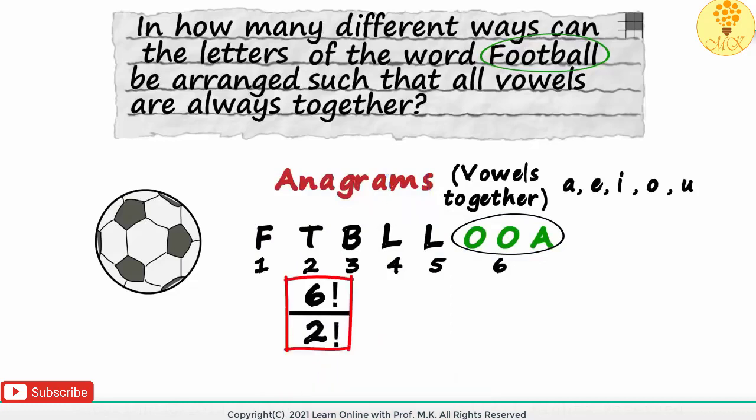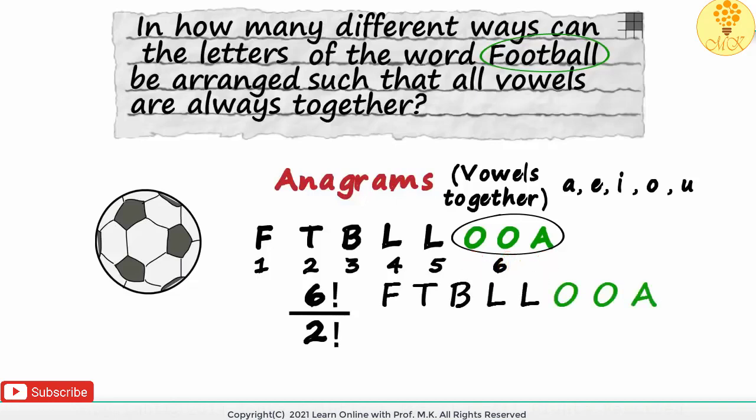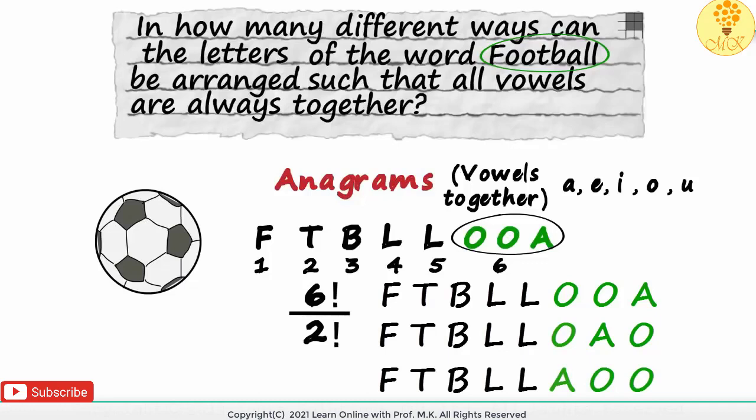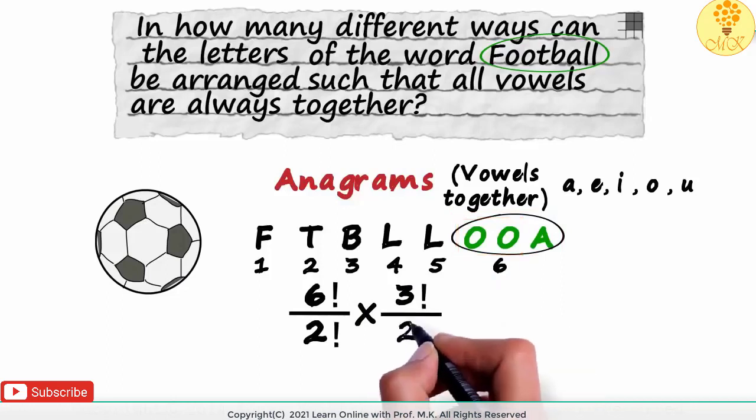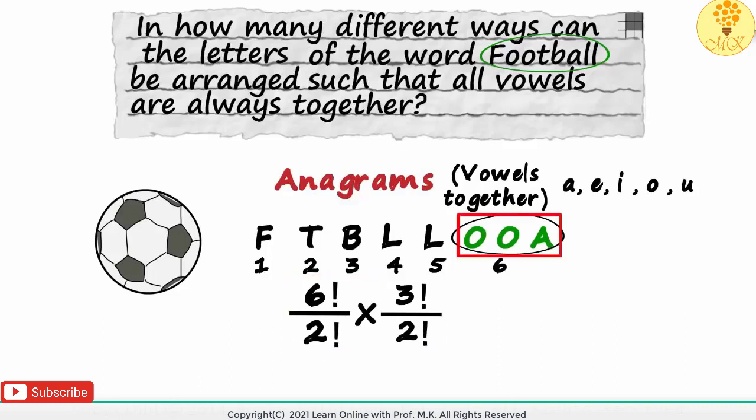Is this our answer? This would have been our answer if the 6th element had just 1 letter. But it has 3. So with this, we also have to consider the arrangements of these 3 letters. FTBLLOOA is different from FTBLLOAO or FTBLLAOO. Now just focus on the 6th element. It has 3 letters out of which 2 are repeated. As it has 3 letters, we multiply these with 3 factorial, and as 2 are repeated, we divide this by 2 factorial. This is our answer. These many anagrams of the word football can be formed such that all its vowels are always together.